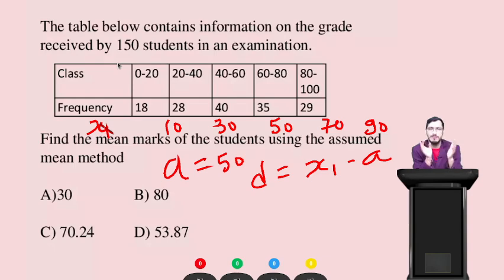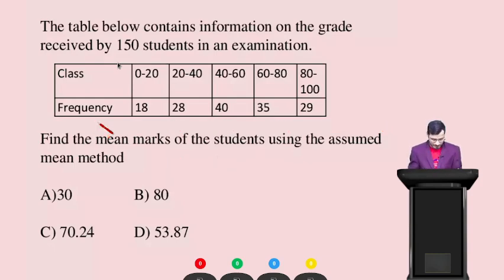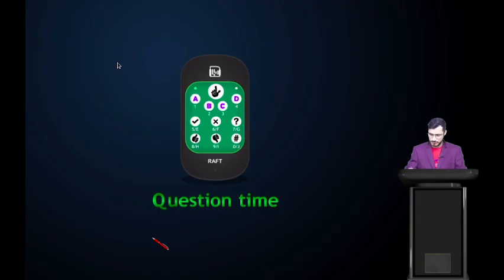Then we multiply fi and di, then take the summation, sigma fd, and then we can use the formula a plus sigma fd by sigma f. So the right answer is option D here, 53.87. Okay, students?